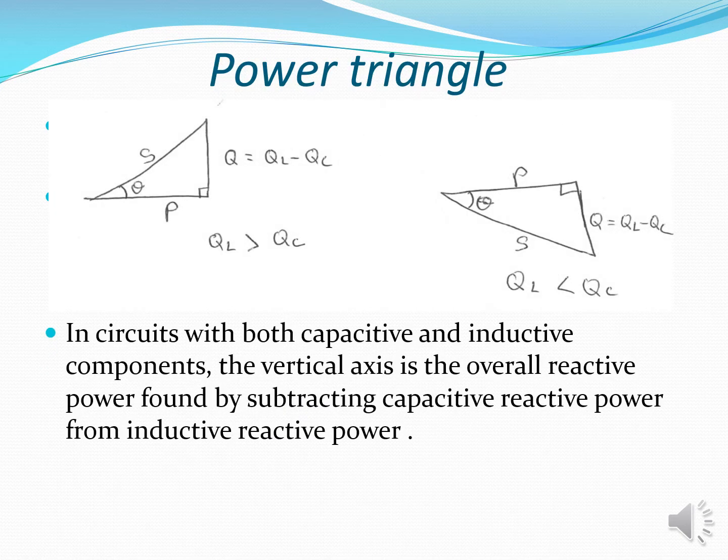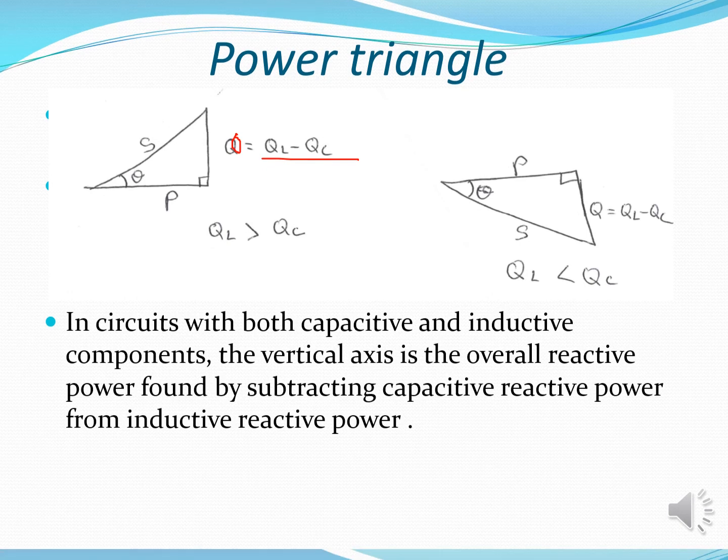So in such a situation, Q is positive if the inductive reactive power is greater than the capacitive reactive power, and Q is negative if the capacitive reactive power is greater than the inductive reactive power. So for these two reactive powers, you just subtract one from the other, and taking note of the fact that the capacitive reactive power is the one which carries the negative sign.